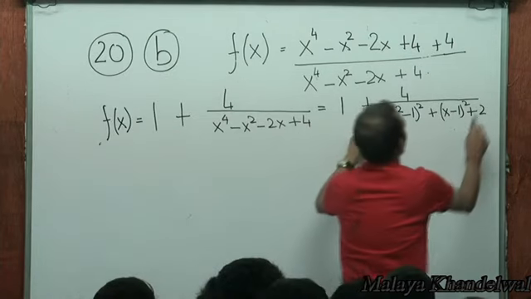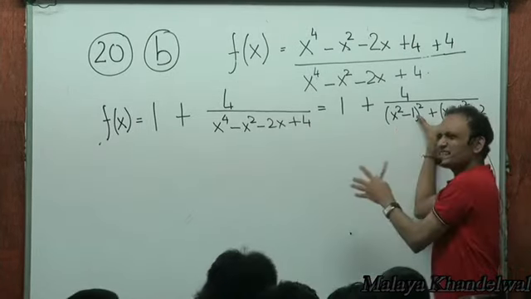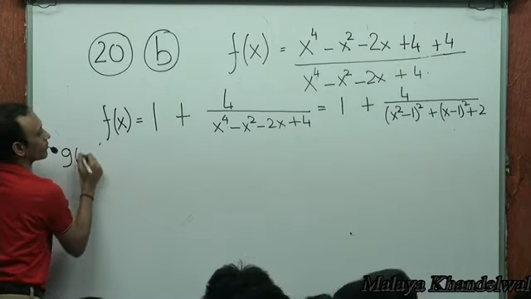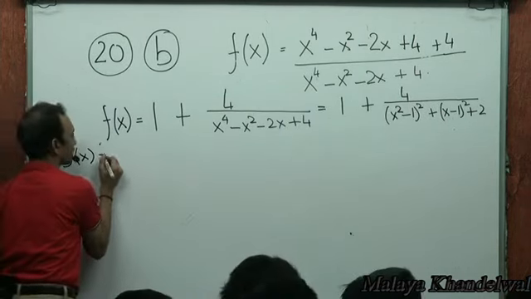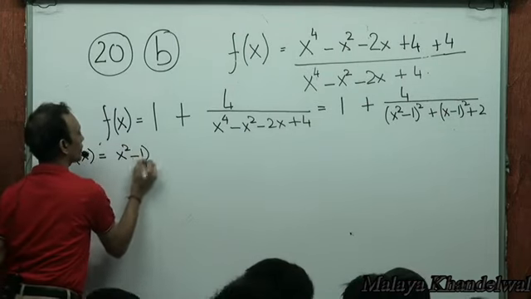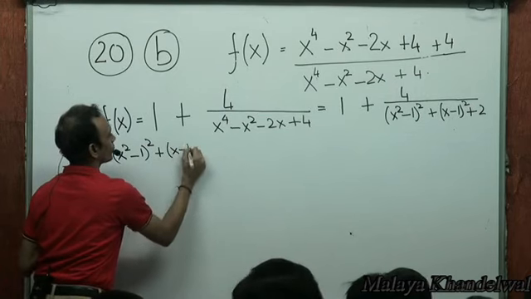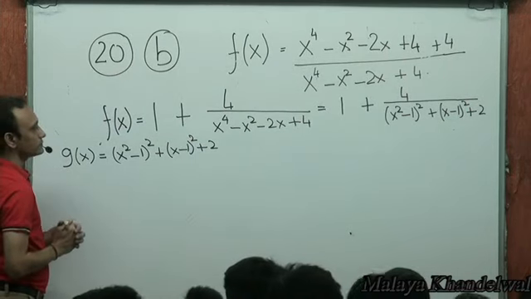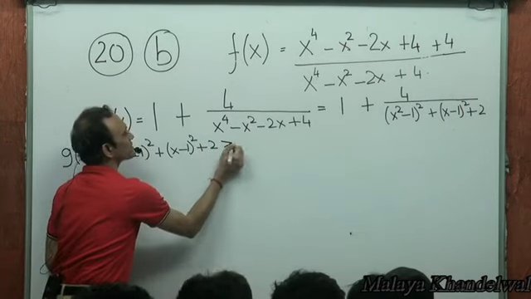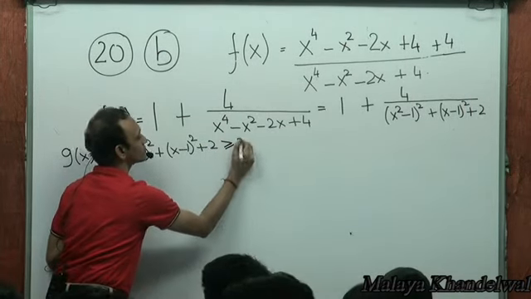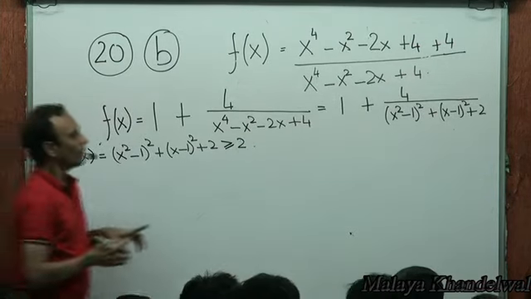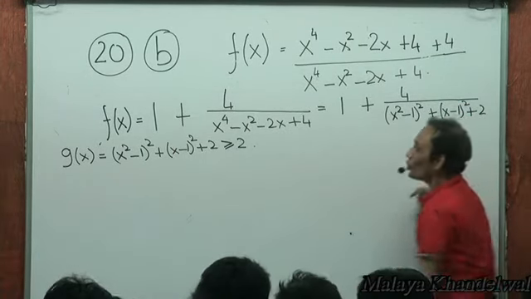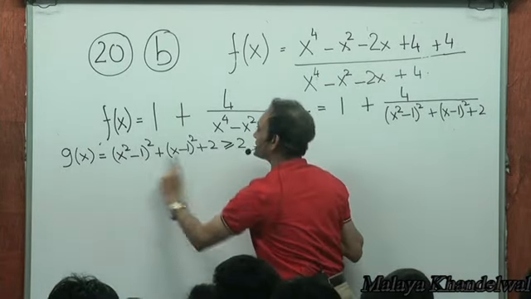Now, let me call this denominator g(x). That's the thing to examine. g(x), very clearly for all real x, is always greater than or equal to 2. Yes or no? When g(x) is minimum, f(x) will be maximum. What's the minimum value of g(x)? 2. And that happens at x equal to 1.